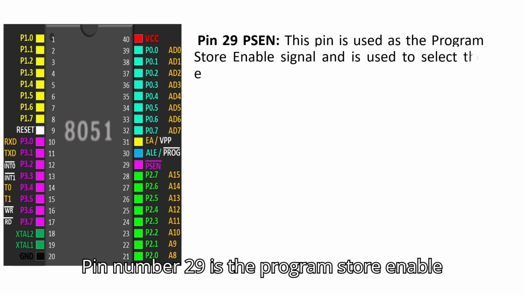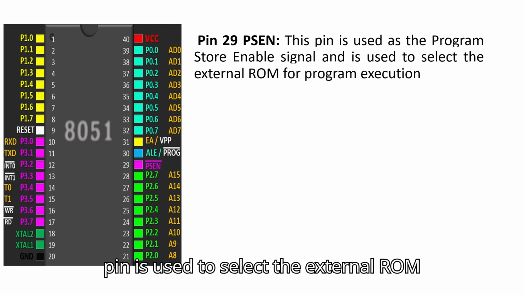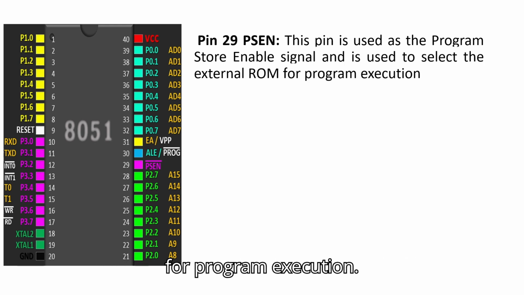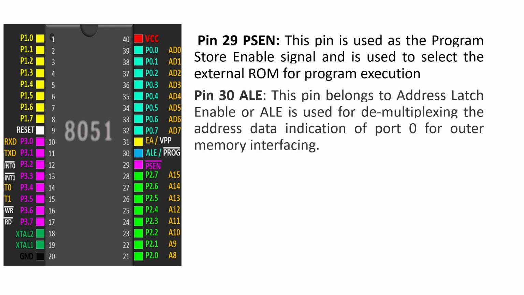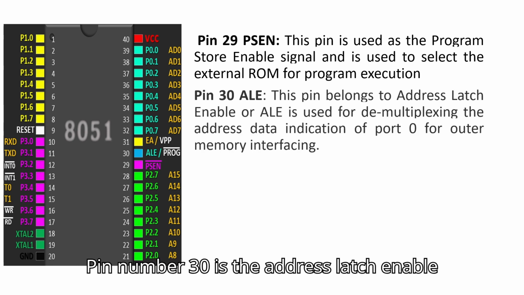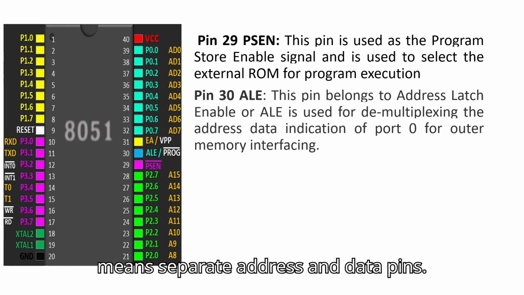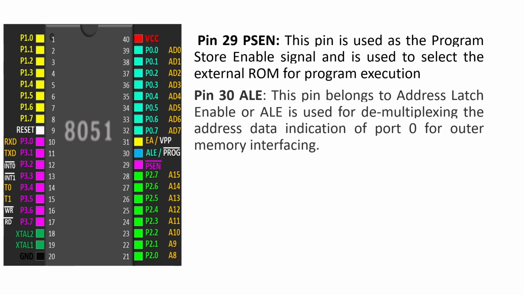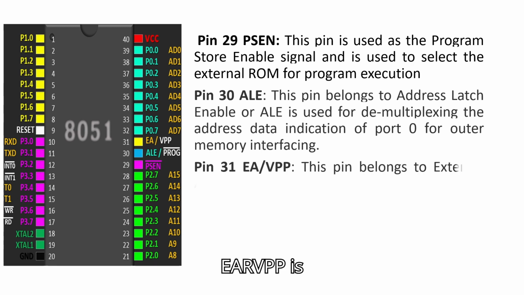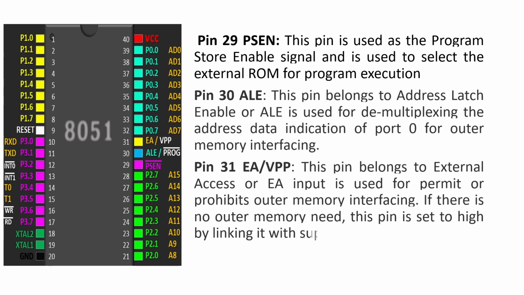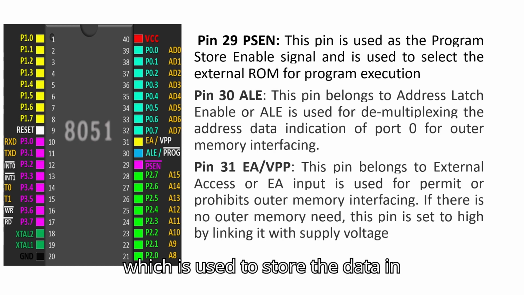Pin number 29 is the program store enable pin, used to select the external ROM for program execution. Pin number 30 is the address latch enable pin which is used to demultiplex, that means separate address and data pins. EA bar/VPP is the external access pin which is used to access the external memory.